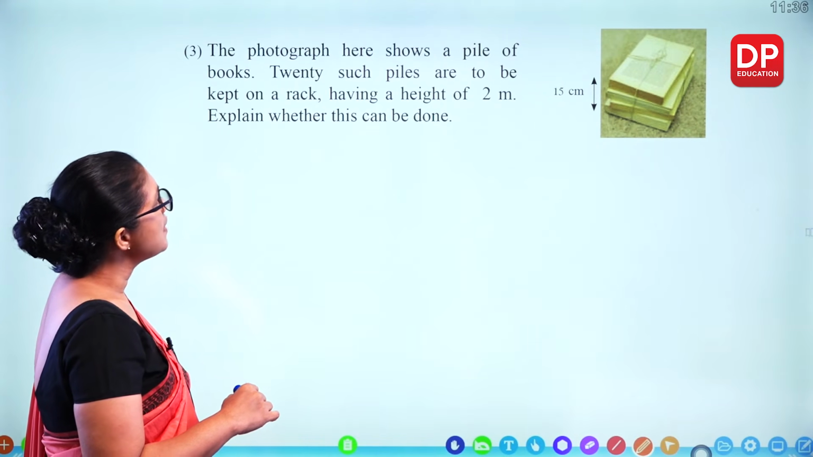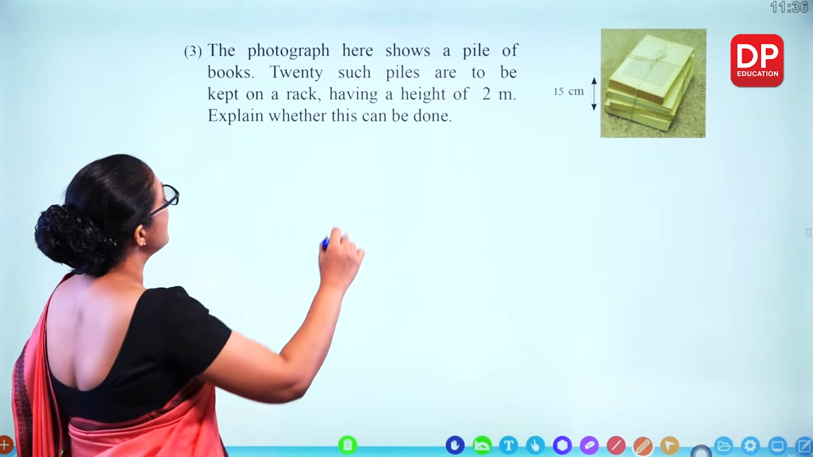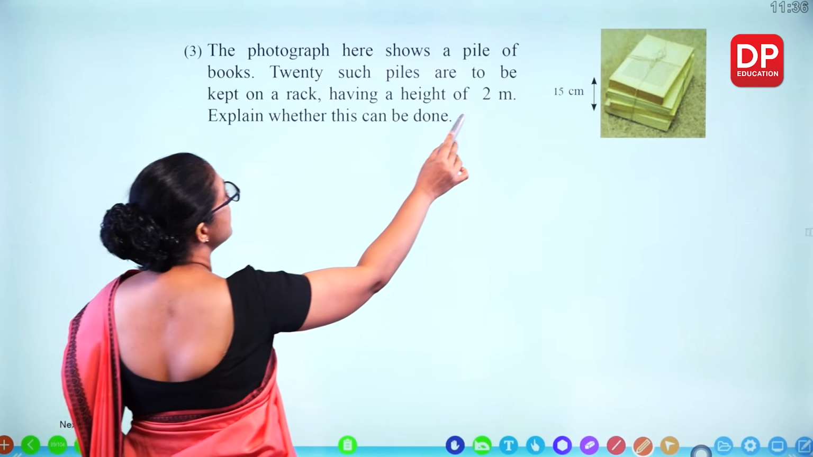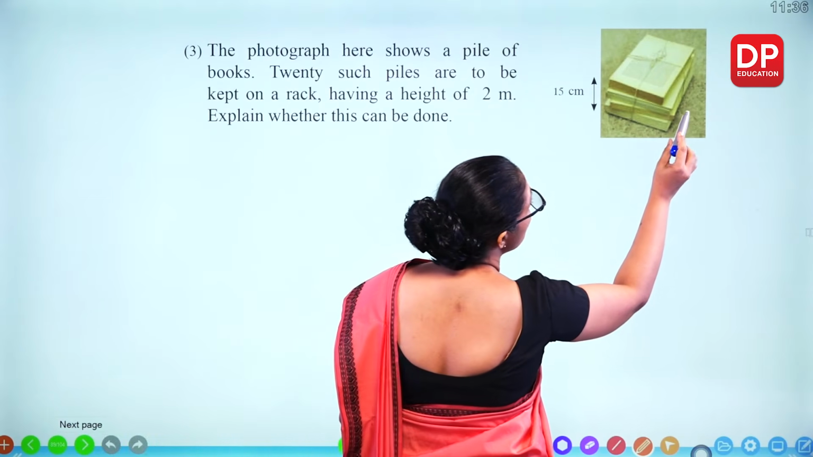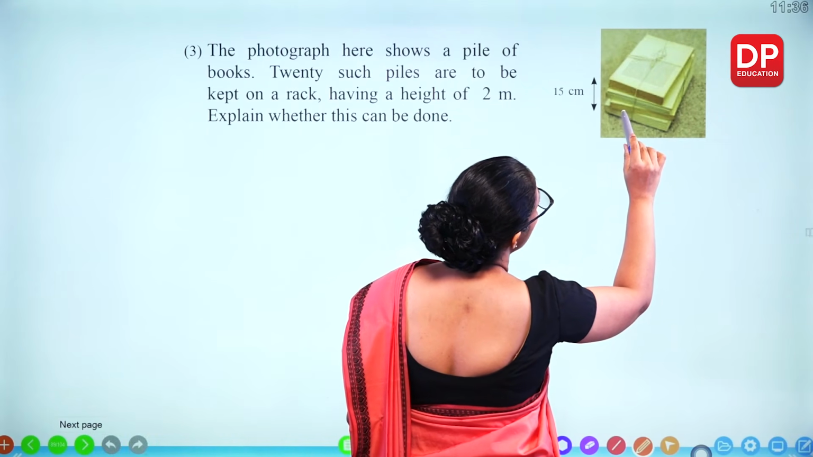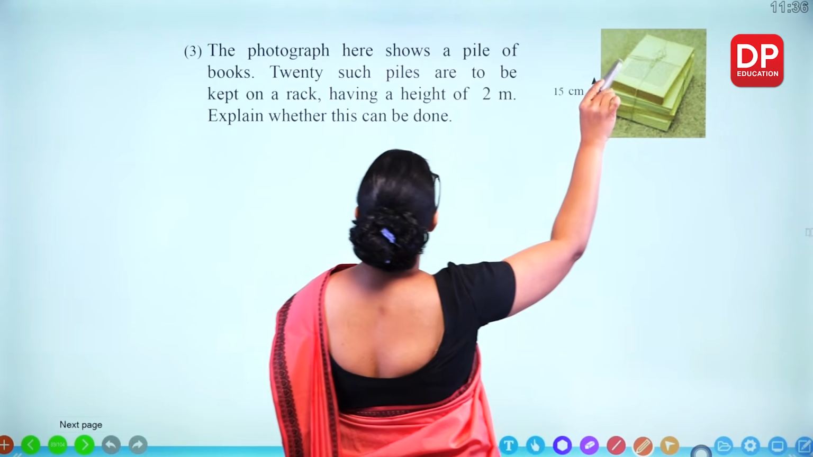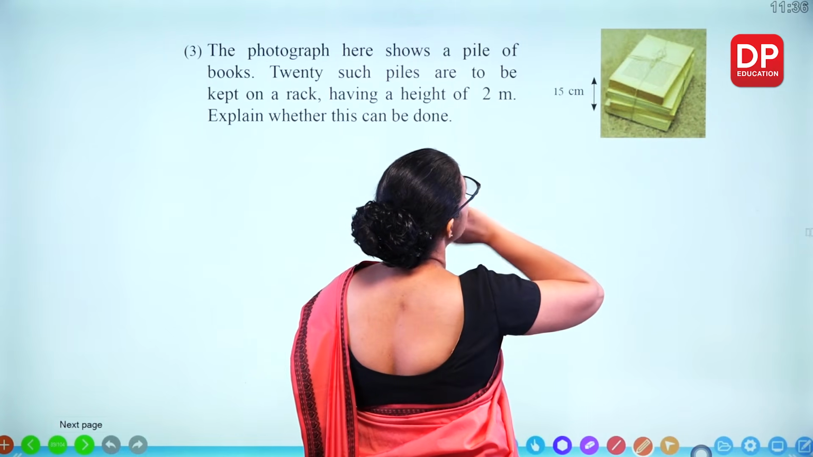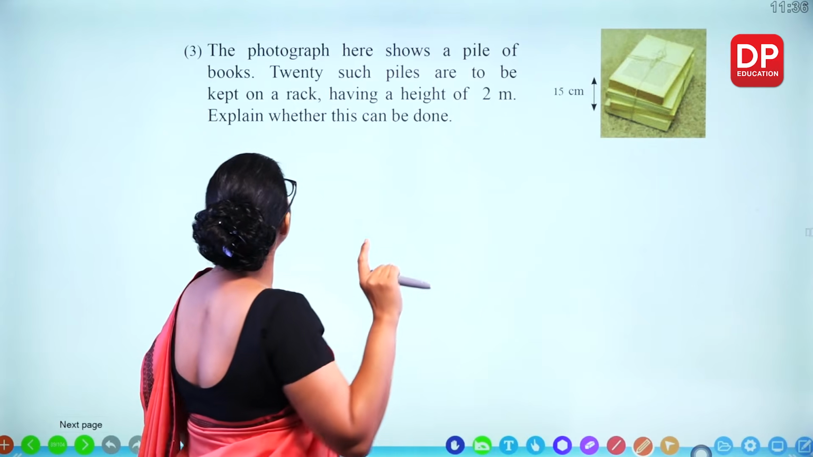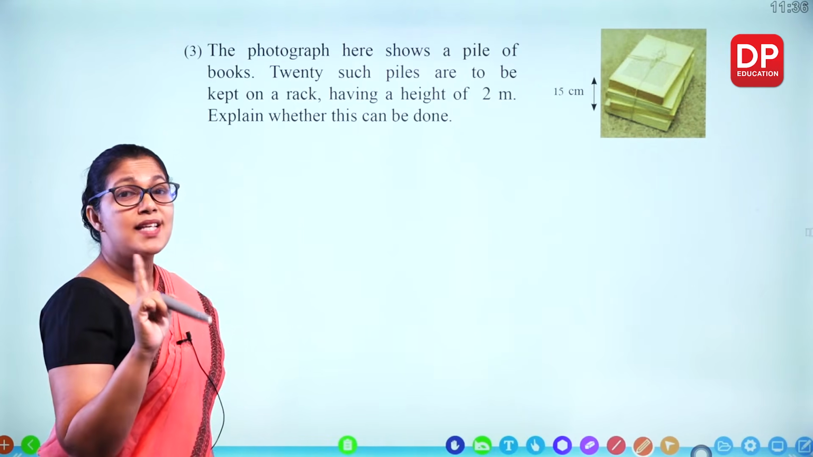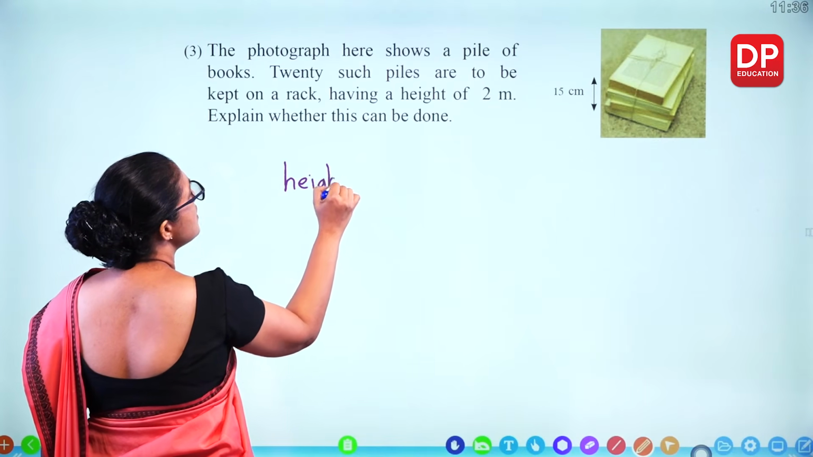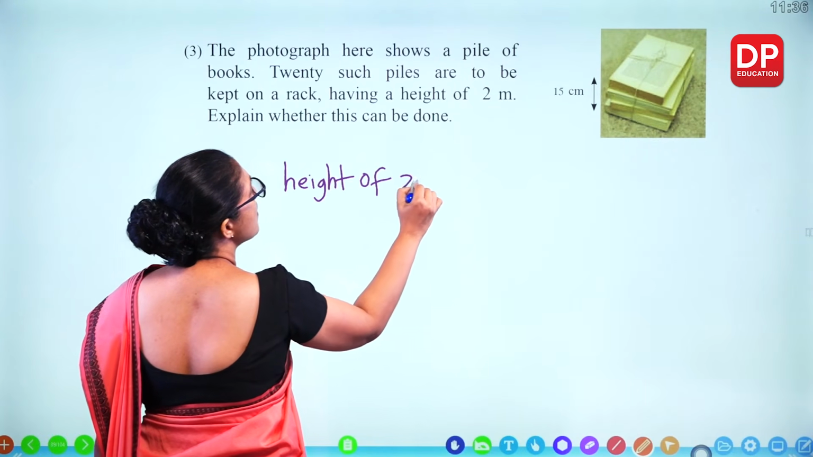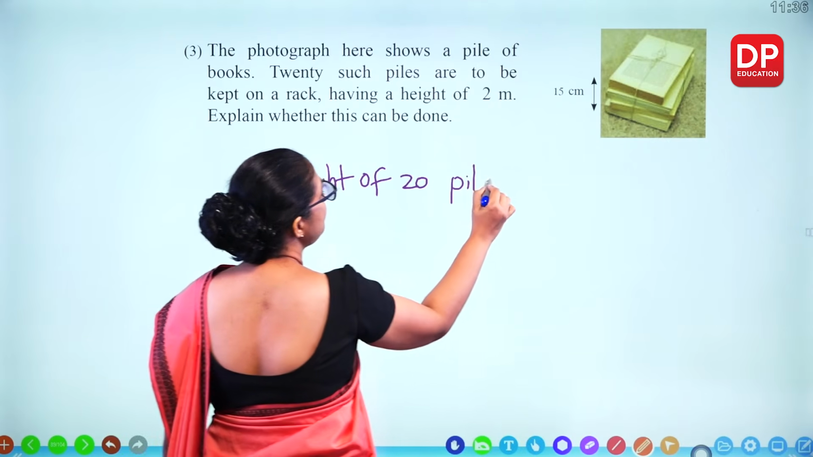Explain whether this can be done. So here that means the rack is 2 meters. We'll check. So how many books are there? So this whole pile is 15 centimeters. So you have to keep 20 such piles. So we'll first find what is the height of 20 such piles.